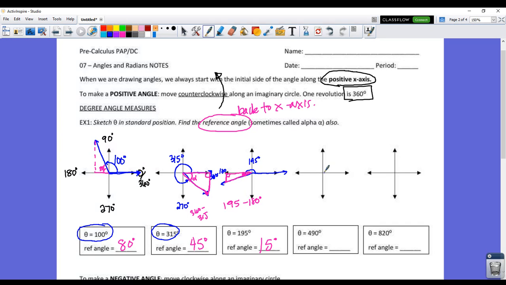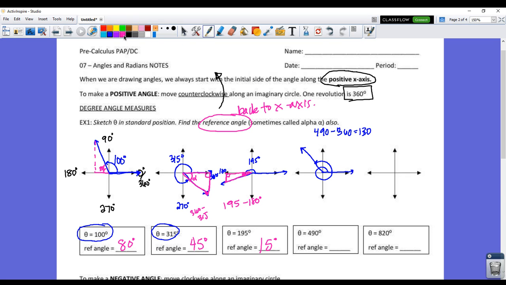Now 490. We know that all the way around the circle is 360. But if we do 490 minus 360, that will tell us how far past we have gone. 490 minus 360 is 130. So we go another 130 degrees, which is somewhere in here. So there is our angle.